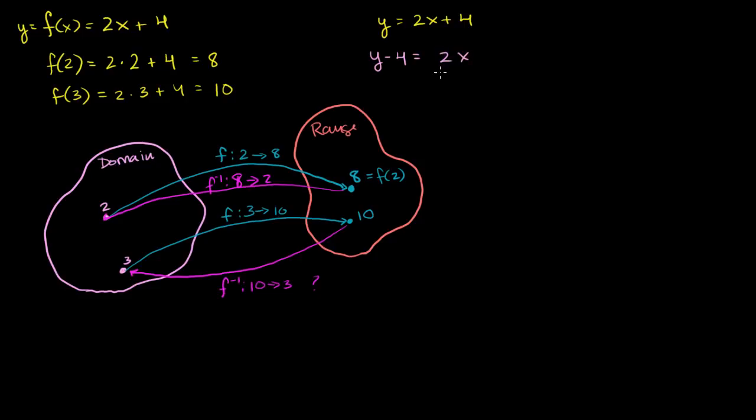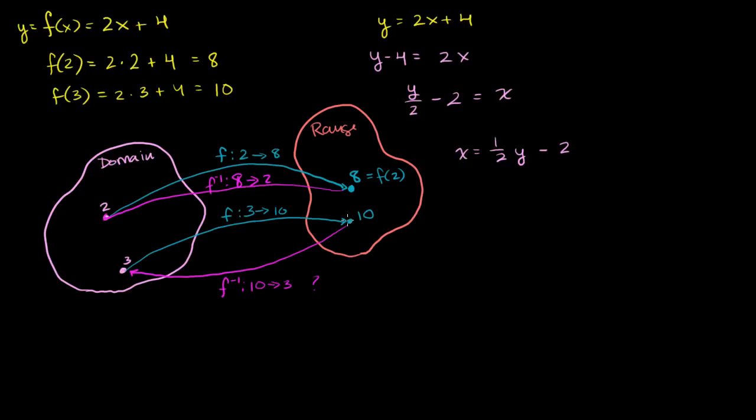And then if we divide both sides of this equation by 2, we get y over 2 minus 2, right? 4 divided by 2 is 2, is equal to x. Or if we just want to write it that way, we can just swap the sides. We get x is equal to 1/2 y, same thing as y over 2, minus 2. So what we have here is a function of y that gives us an x, which is exactly what we wanted.